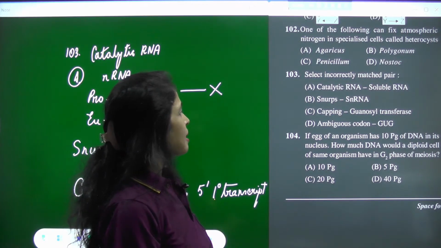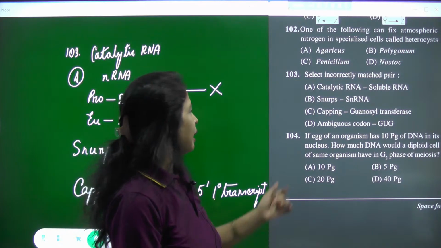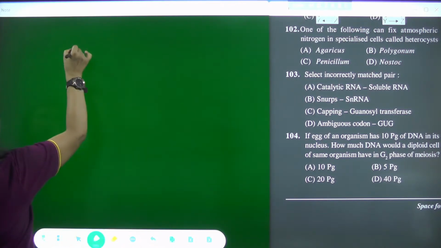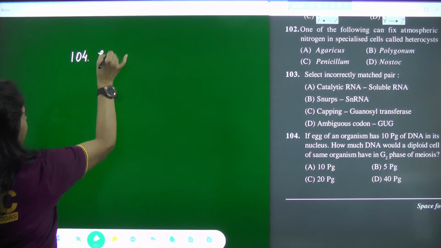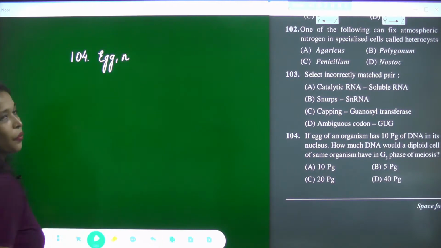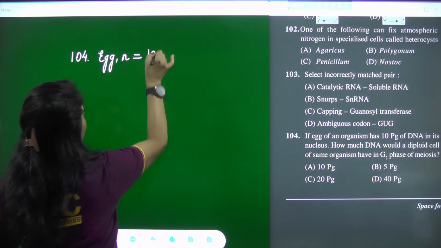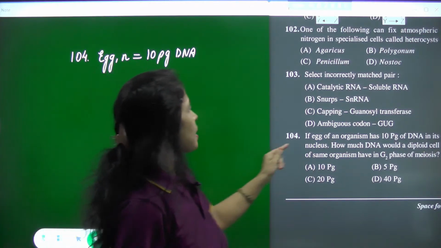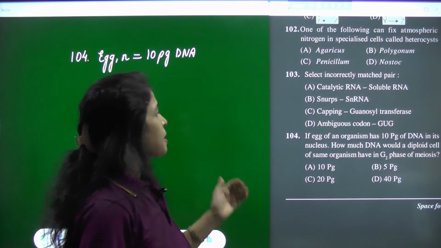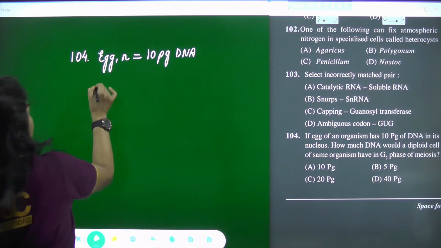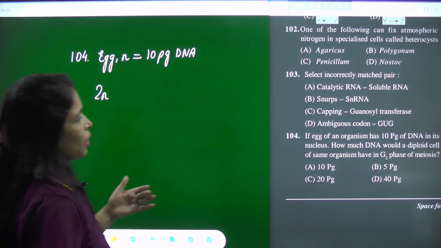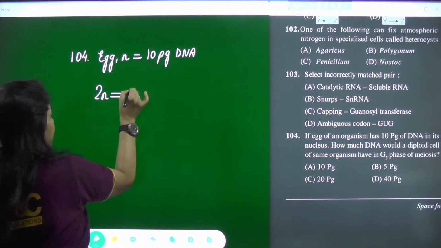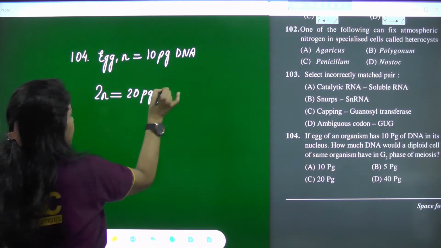If the egg of an organism has 10 picogram (Pg) of DNA in its nucleus, what's given? Egg is the gamete, always haploid. It's having 10 picogram of DNA. You are asked how much DNA a diploid cell of the same organism will have in the G2 phase of meiosis. So a diploid cell will have double the amount, surely 20 Pg of DNA.